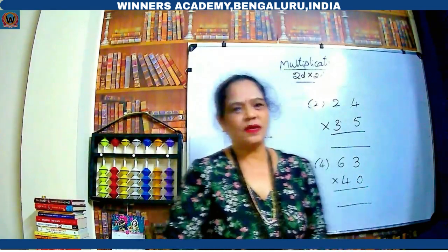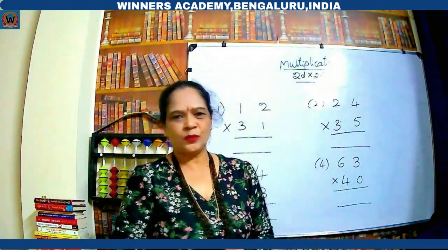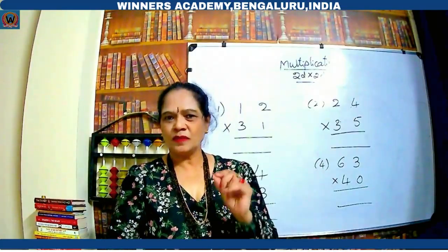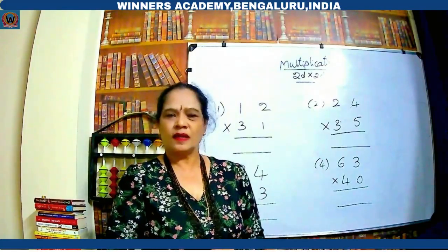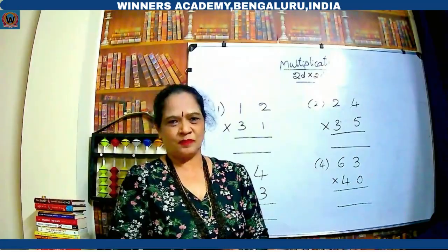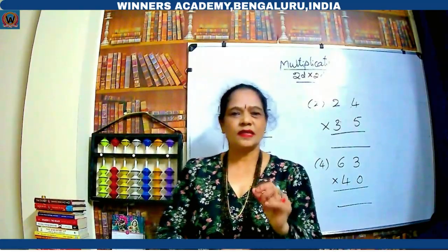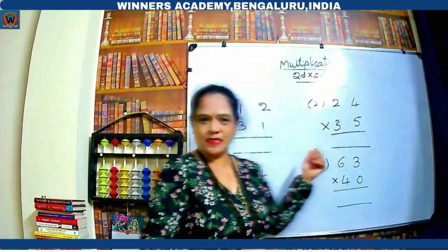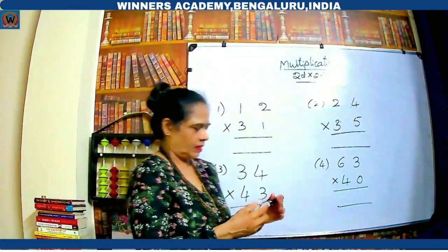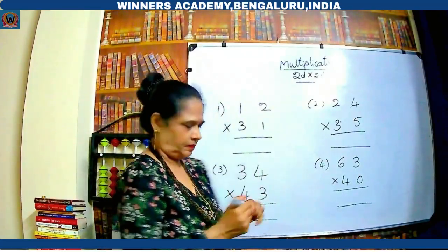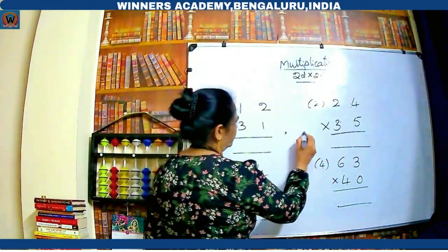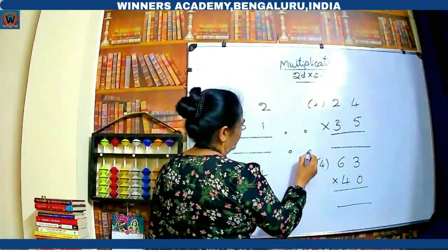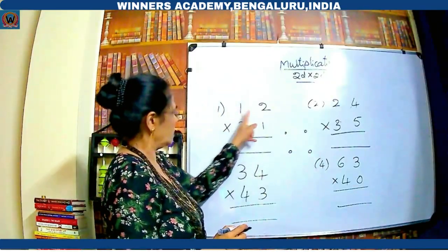Today we are going to learn how to multiply 2-digit into 2-digit numbers by using Vedic mathematics tricks called Urdhva Tiryabhyam, or it is also called crisscross method. So let us see how to do this. First I am going to write the pattern. So what I am writing here is 1, 2, 3, 4.